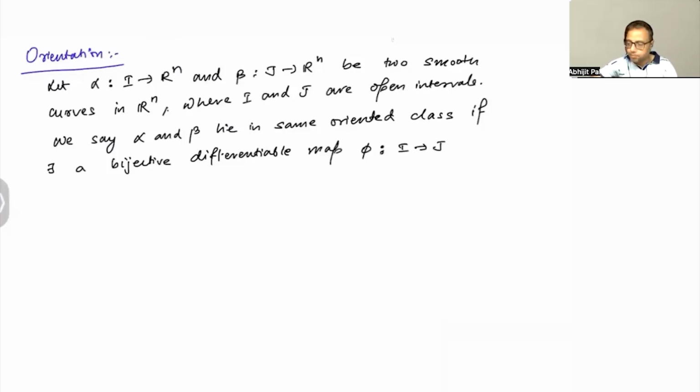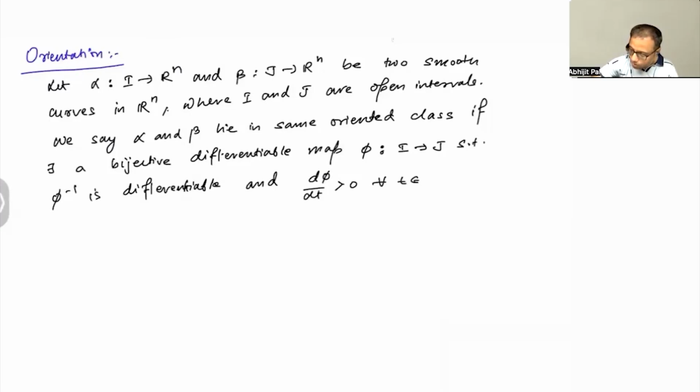So there exists a differentiable map from I to J such that phi inverse is differentiable, and the derivative of phi is greater than 0 for all t belonging to I. So alpha and beta lie in the same oriented class if there exists a map phi from I to J such that phi and phi inverse both are differentiable, and d phi dt is greater than 0 for all t belonging to I.